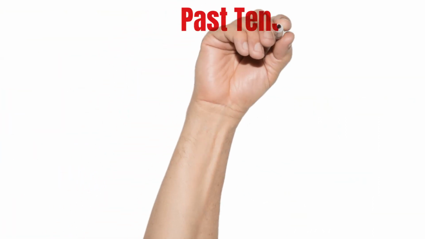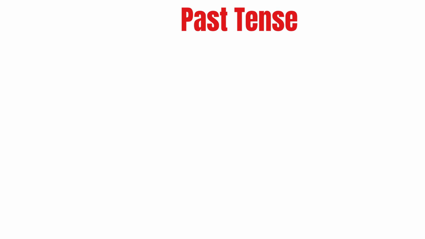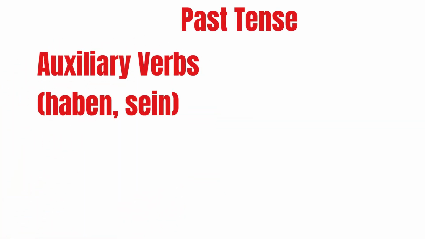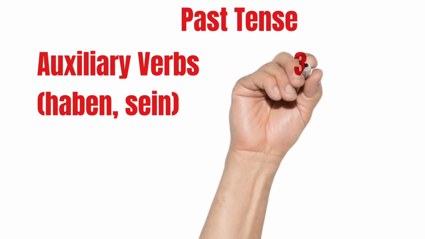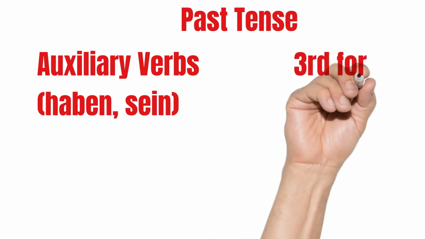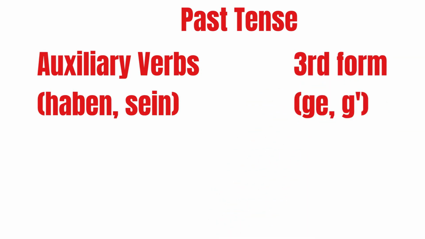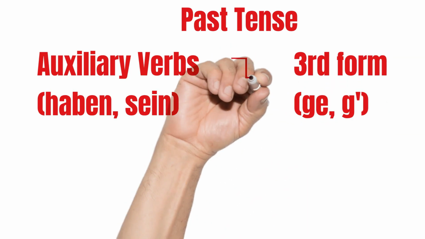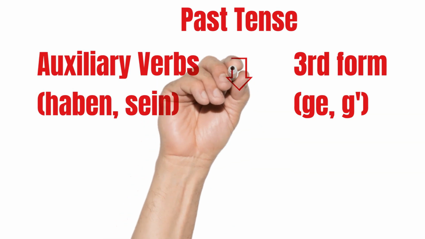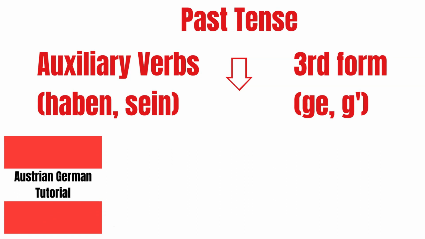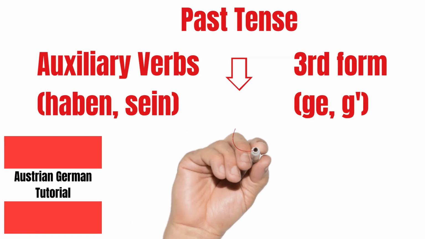Summing up, we can say that for the perfect tense in Austrian German, we need either the auxiliary verb haben or sein, and additionally the third form, participle 2, of the verb. Instead of ge, in Austria we often just use g. The third form stays the same for all pronouns, but the auxiliary verb changes. So much for the most important past tense in Austrian German.